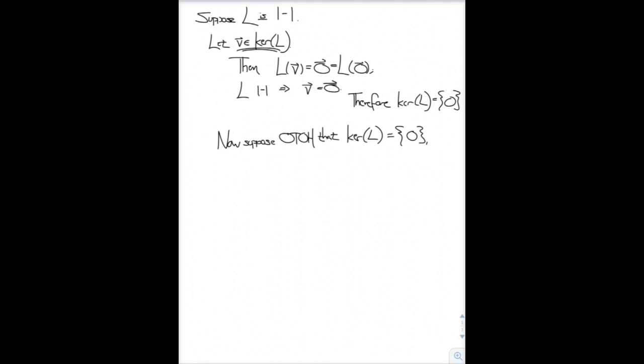Now let's suppose, on the other hand, that the kernel of L is equal to 0, and see what we can say about the map L.